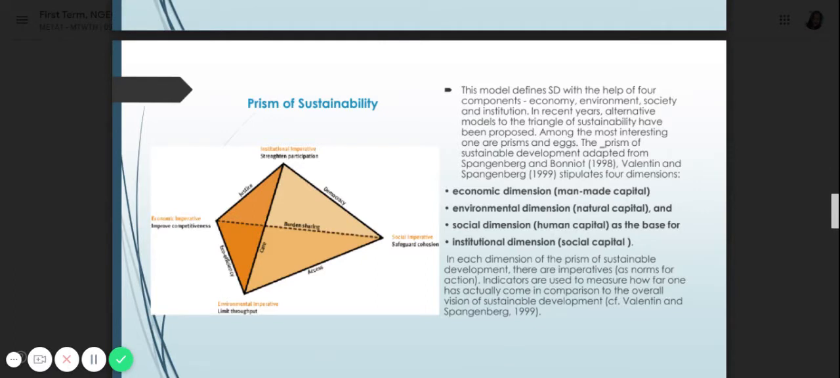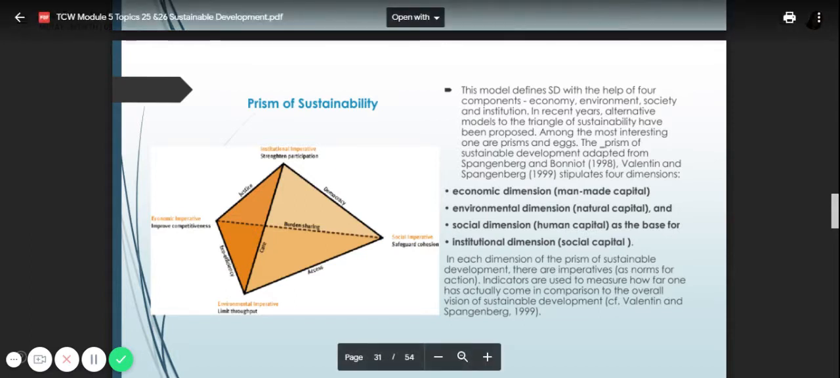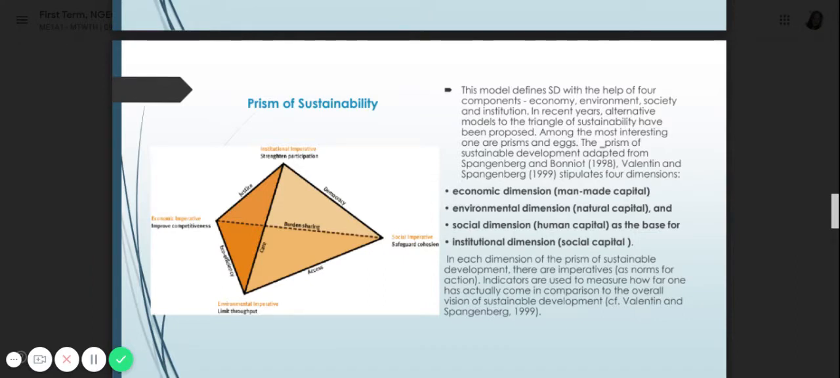So the prism of sustainable development, adapted from Spangenberg and Bonniot. I don't know how they pronounce it. If I'm wrong or not, I think I'm wrong. Valentin and Spangenberg stipulate the four dimensions: the economic dimension, the environmental dimension, social dimension, and institutional dimension. So for each dimension of the prism of sustainable development, there are imperatives as norms for action. Indicators are used to measure how far one has actually come in comparison to the overall vision of sustainable development.